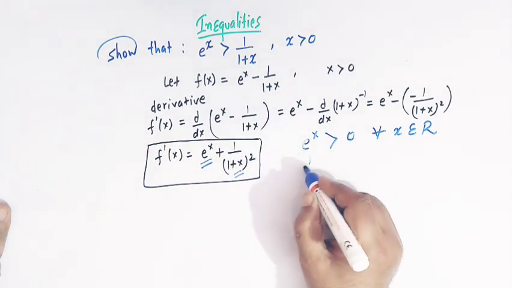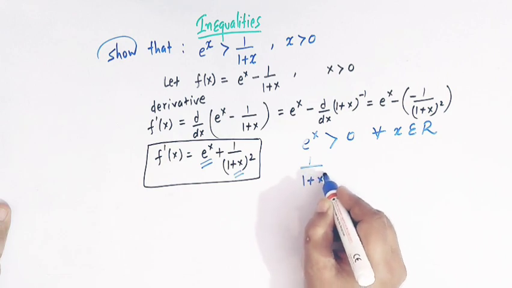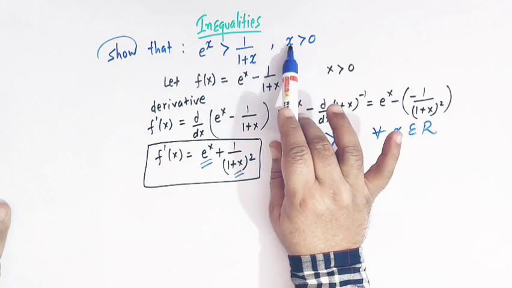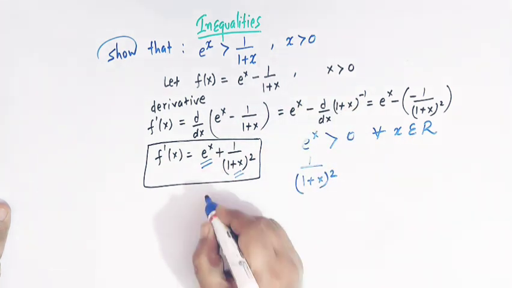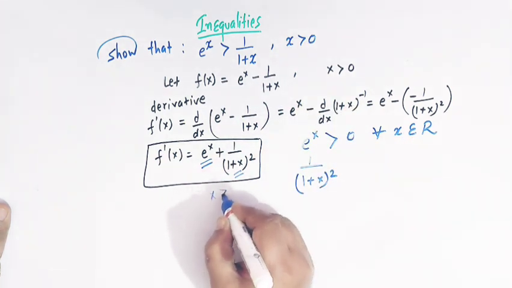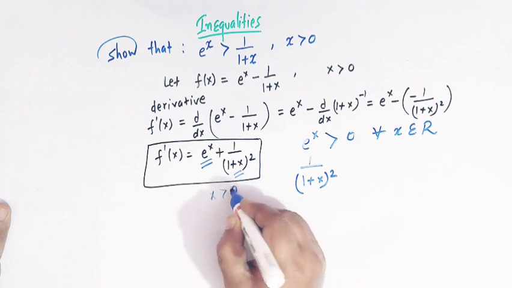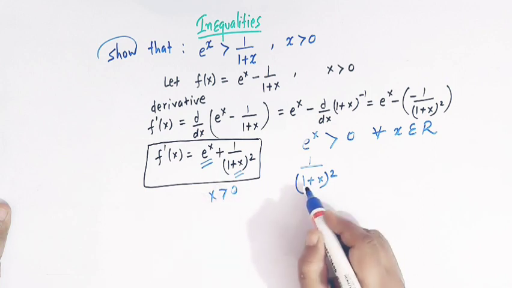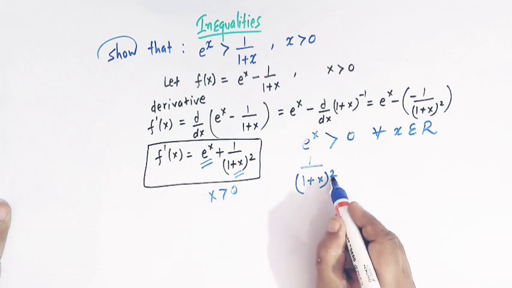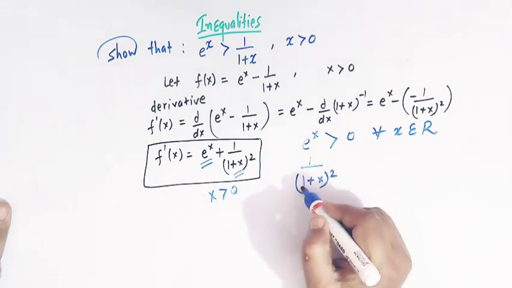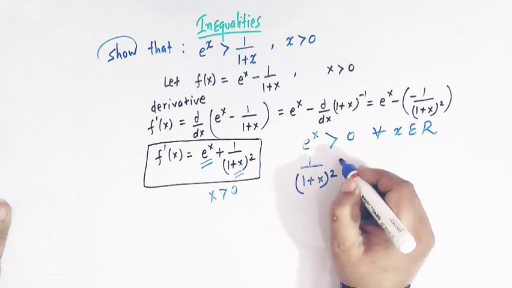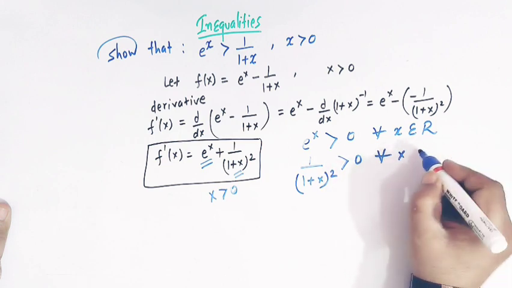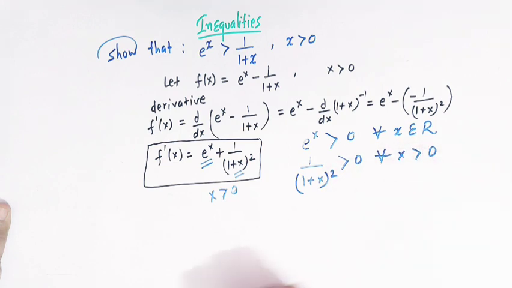So now let us consider this term, right? So here we have 1 over 1 plus x whole square, right? Now see, here we have x greater than 0, right? So x greater than 0 implies that we have to consider the positive values of x, right? And here we have the square term. So obviously 1 over 1 plus x whole square is greater than 0 for all x greater than 0, right?